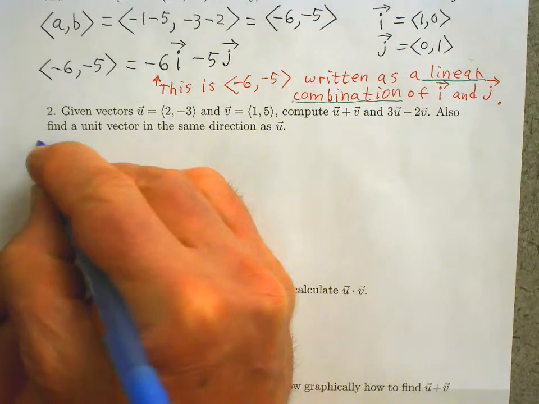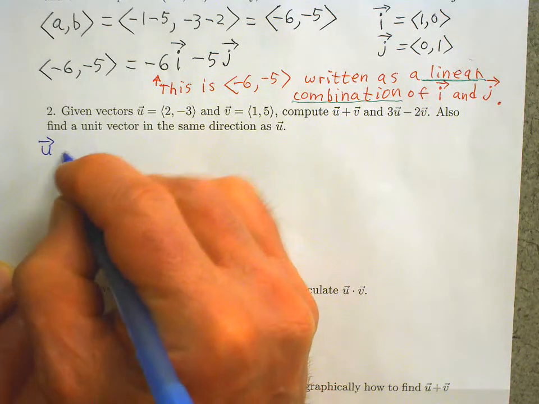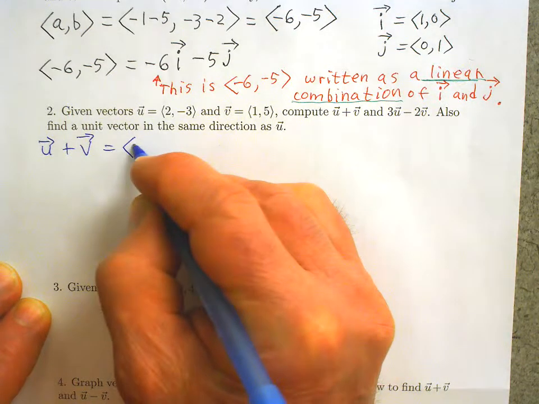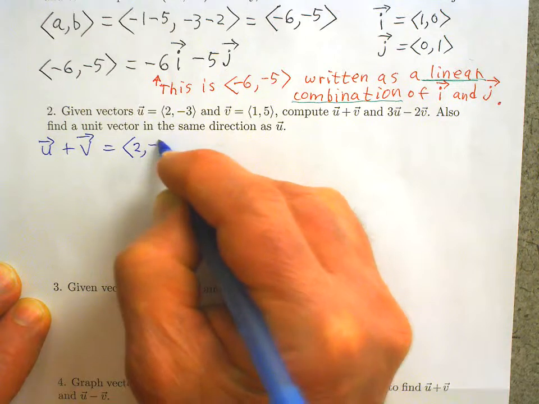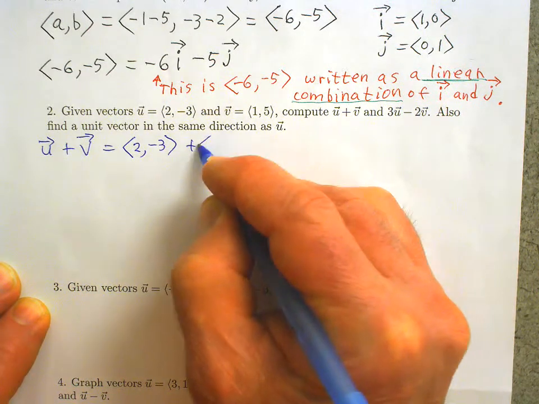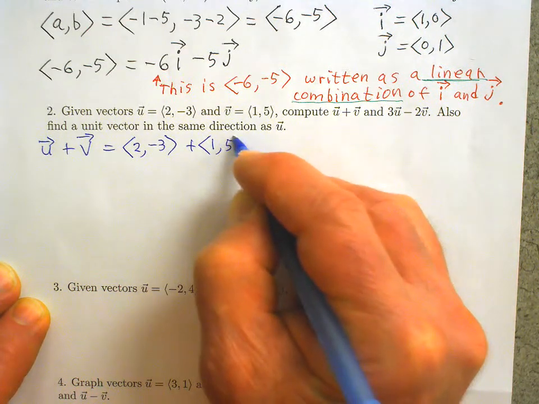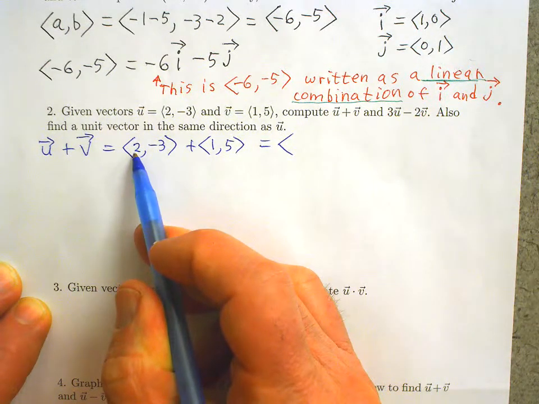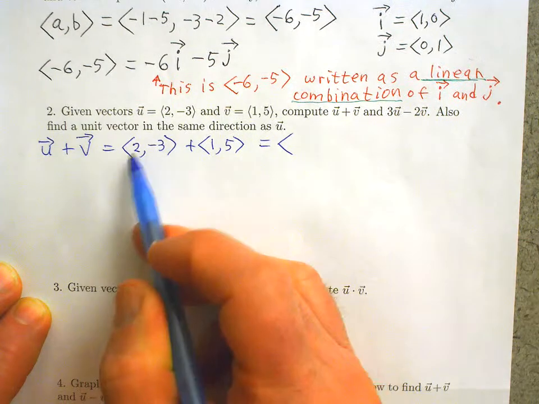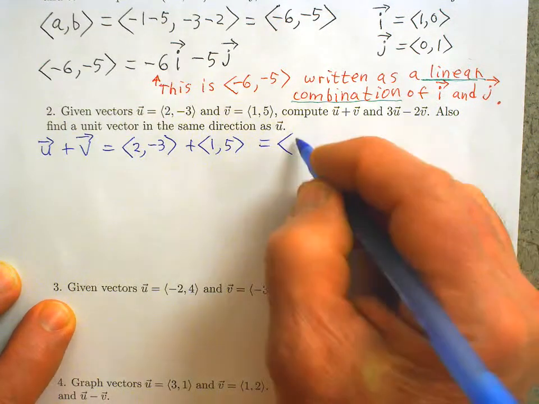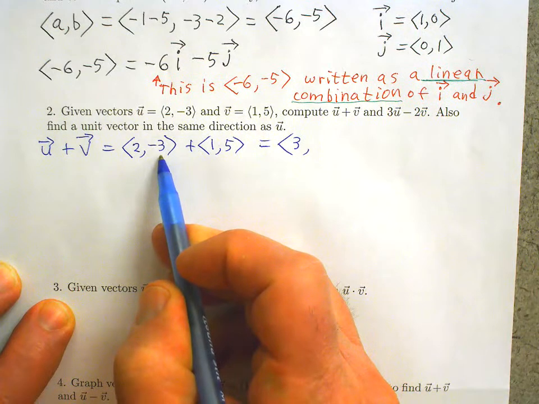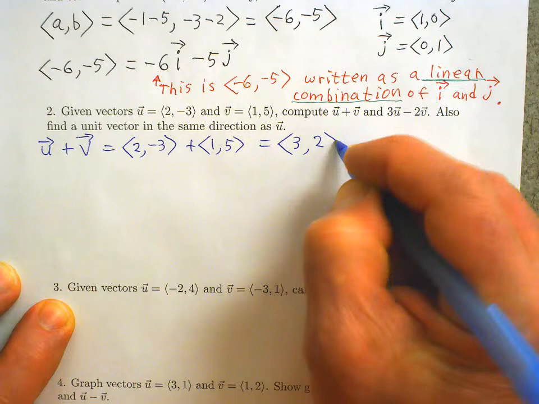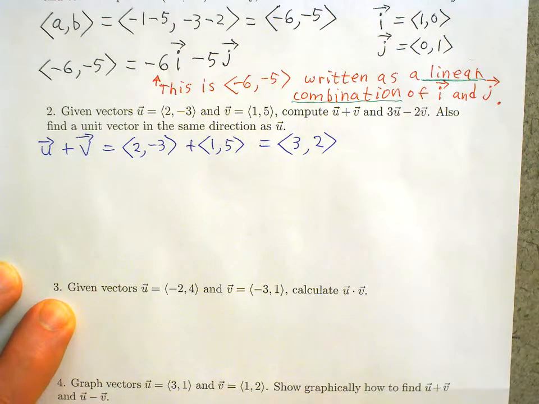Okay, so vector u plus vector v. Well, u in component form, 2, -3, we're just adding that to vector v in component form. So we just add the x components, or the first components. 2 plus 1 is 3. And then add the second components. -3 plus 5 is 2. Okay, so that's all there is to that.